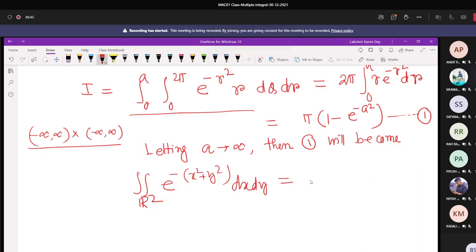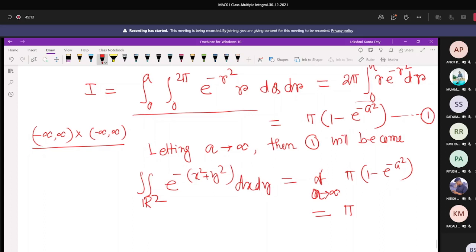If we like to take the limit a tends to infinity, this becomes pi into 1 minus e to the power minus a square. This part will go to 0, because a is a very large number, so 1 by e to the power a square, 1 by a very large number, goes to 0. So ultimately it goes to pi. I think all of you are sure here, a tends to infinity. Okay.